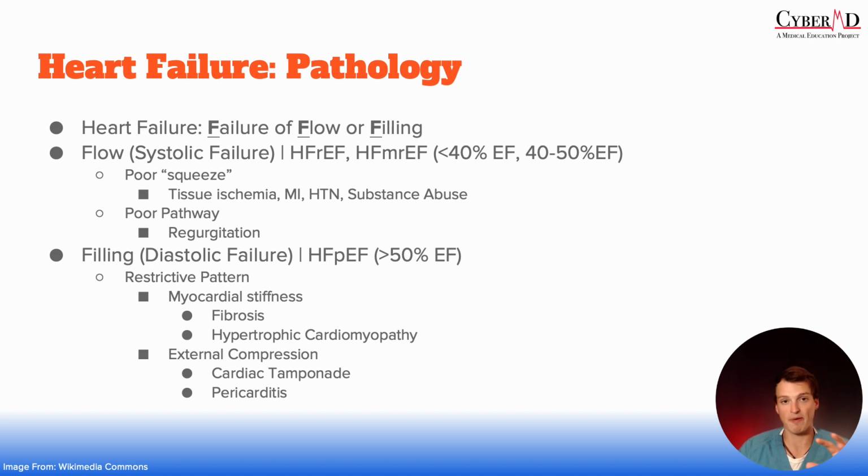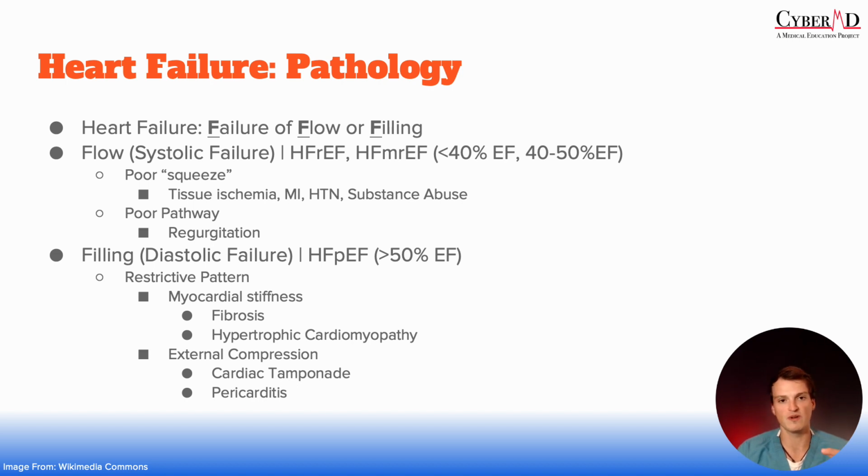It's important to remember, we've talked a lot about flow, so generating the proper squeeze is what we've been discussing so far, but the pathway can be important too and can be a cause of systolic failure. So a poor pathway, often referring to regurgitation. So when the valves of the heart don't close properly and you get backwards flow of blood, that can actually lead to systolic dysfunction over time as well. So we've covered failure of flow, we talked about tissue ischemia, poor squeeze, and a poor pathway, and now we're going to cover diastolic dysfunction, or failure to fill properly.